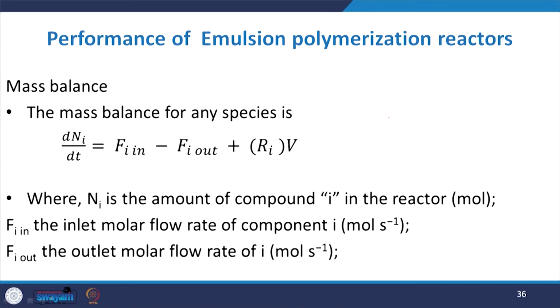for designing aspect. Now let's have a look at the performance related equations. So we can write the mass balance equation. The mass balance for any species can be written as dNi/dt = Fi,in - Fi,out + Ri V. Now where Ni is the amount of compound i in the reactor, having the unit of mole. Fi,in is the inlet molar flow rate of component i, represented as mole per second, and Fi,out is the outlet molar flow rate, again represented as mole per second.